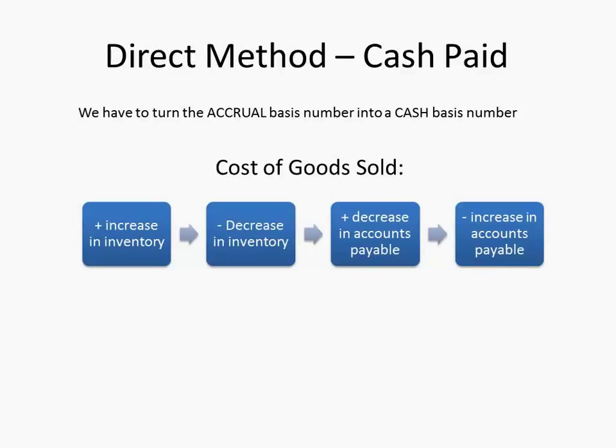Okay? If inventory decreased during the period, if inventory went down, the idea intuitively is that you didn't buy anything during the period. You used last period's inventory. Does that mean that you paid anyone this period? You didn't pay for that, right? So you would subtract that from cost of goods sold. That would come out of the cost of goods sold number that you're going to report.